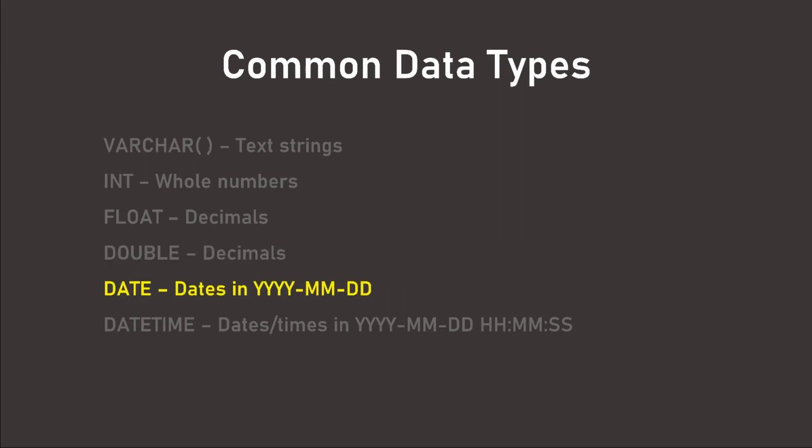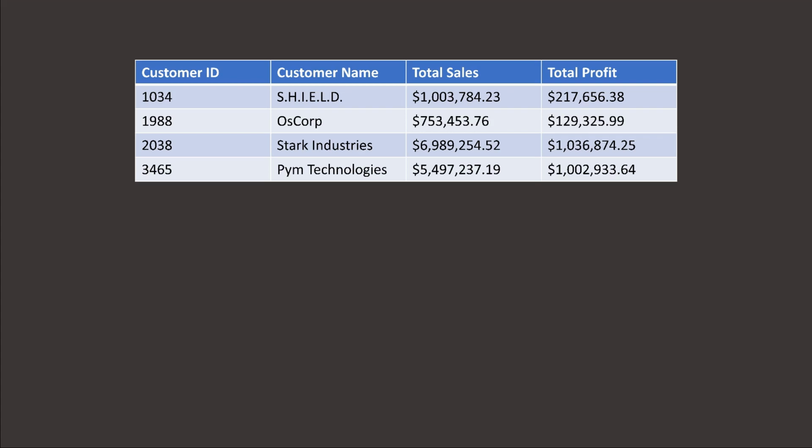Then we have dates. Dates in MySQL are formatted as year, month, day in the following format that you can see there on the screen. And then we also have date times. Date times are just taking that date format and attaching a timestamp to it in terms of hours, minutes, and seconds.